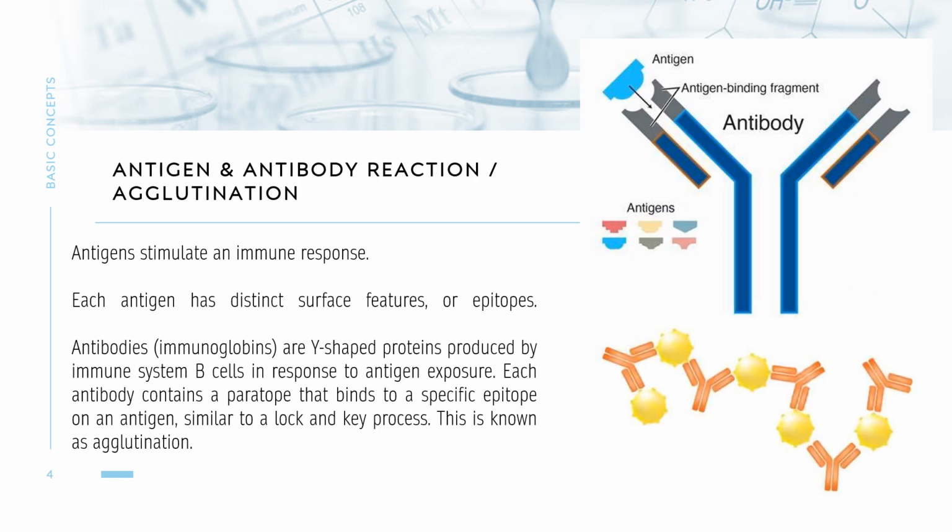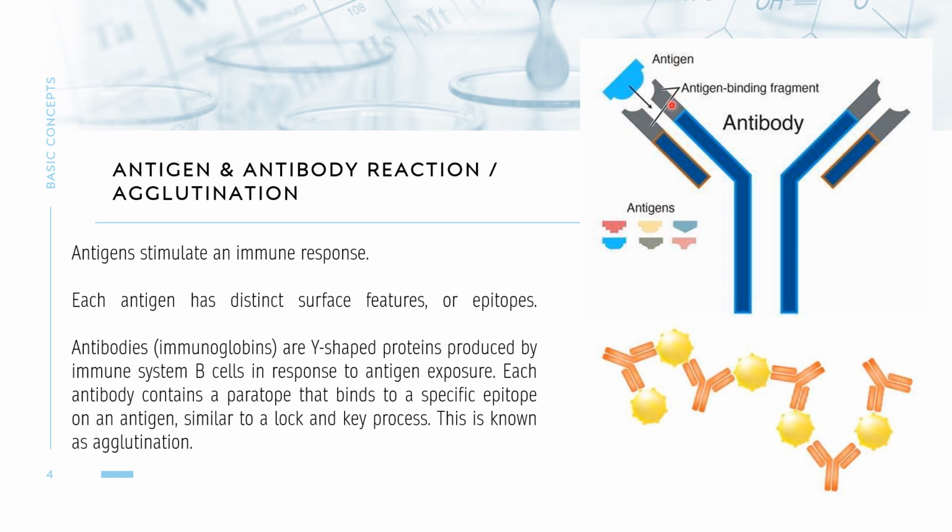How does the reaction happen? An antigen and antibody reaction is called agglutination. So the antigens are the external foreign substances which come into the blood, and then they trigger the production of the antibody. Now generally we have genes which have the coding for specific antibodies, and then these antibodies are produced and they are found in the plasma.